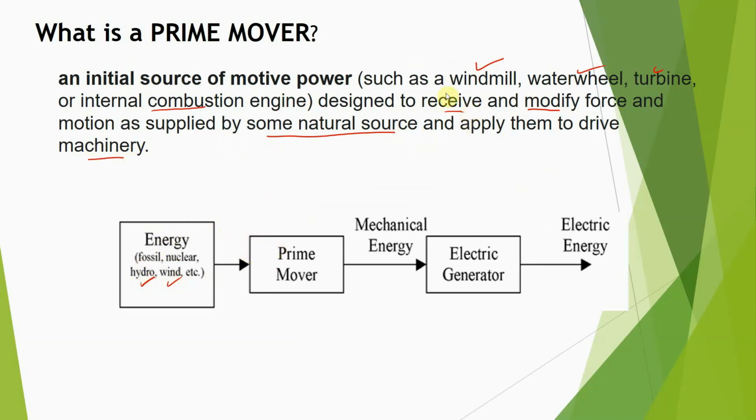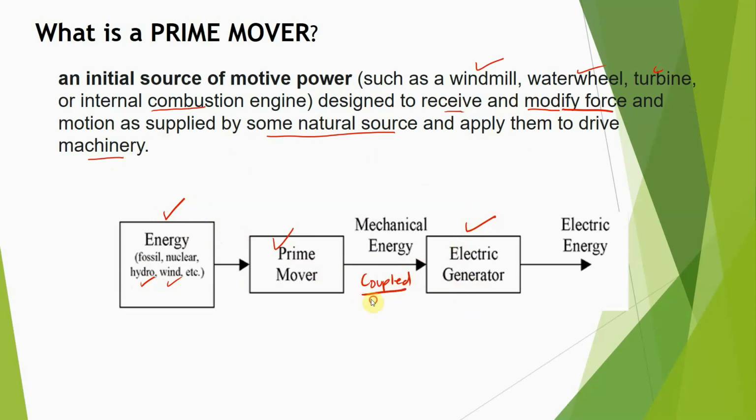It is the source of energy that will be received by the prime mover, and the prime mover will modify the force and motion supplied by this source and apply them to drive a machinery, right? Which in this case is an electric generator.